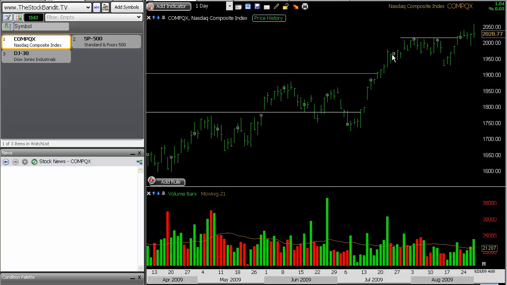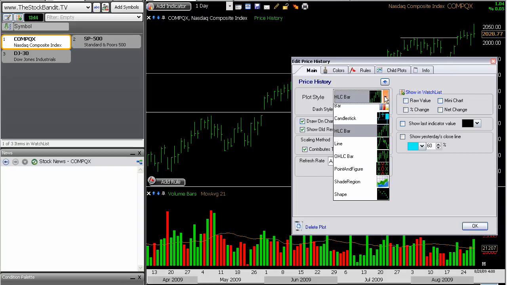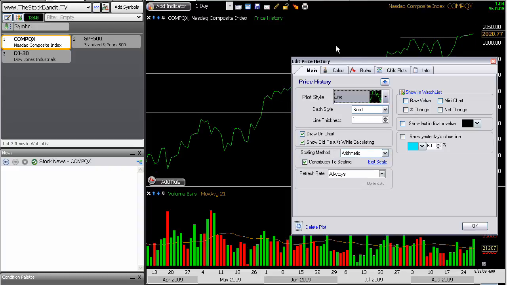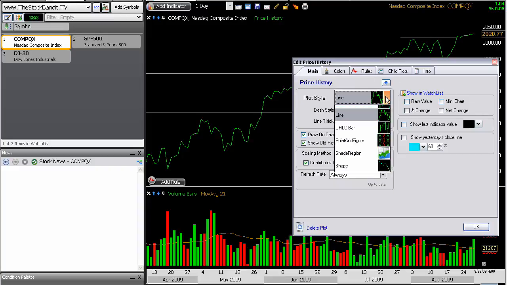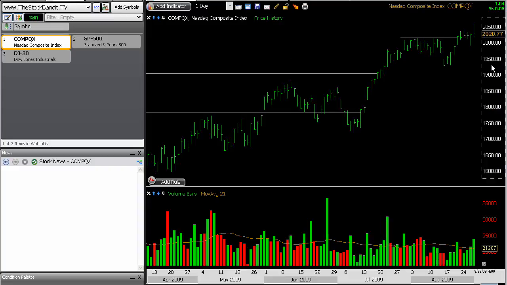And in fact, let me just do one thing here. Let me shift over to a line chart. You'll see exactly the kind of flat action that I'm talking about. This is only going to mark the closing basis for this index, and this is a really dead period here on a closing basis. So heading back to the HLC bar chart, which is the one I really prefer, here's what we've got to take a look at.